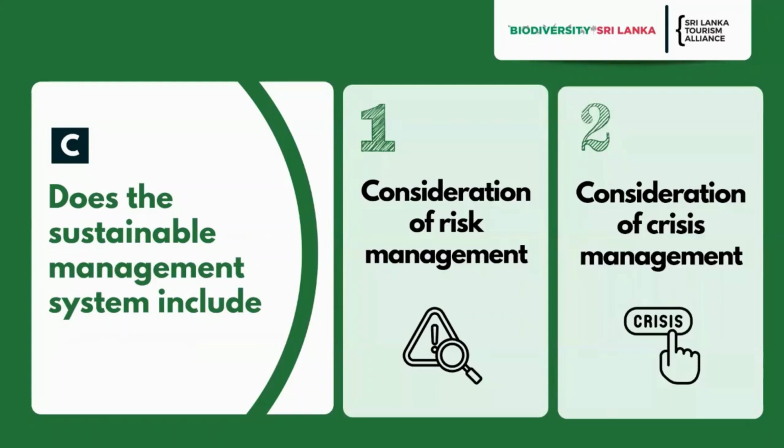Now, we also need to look at something really important, and that means, does the sustainable management system include consideration of risk management? Now, risks are a part of any operation. So, for example, we could have risks with respect to erosion if it's a beach facility. During different times of the year, you have the sea getting rougher in certain places, and there can be a risk of sea erosion on your hotel, for example.